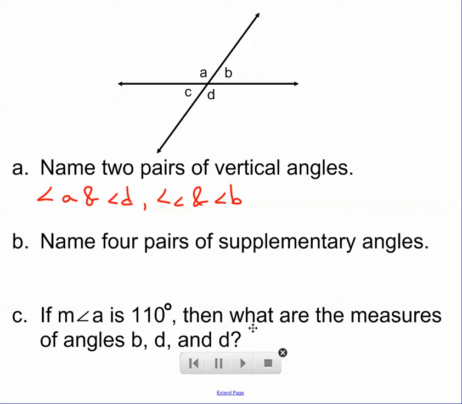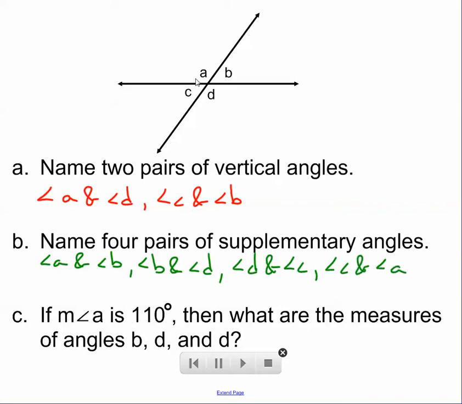Let's name four pairs of supplementary angles. Any linear pair is supplementary. They're going to add up to 180 degrees. So here we go: angle A and angle B, angle B and angle D, angle D and angle C, and angle C and angle A.